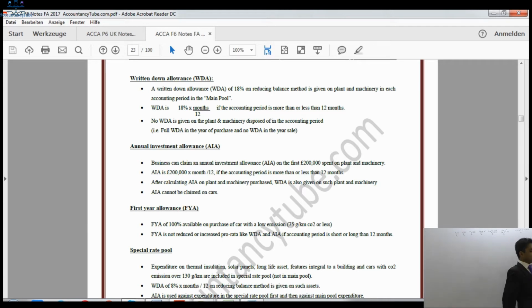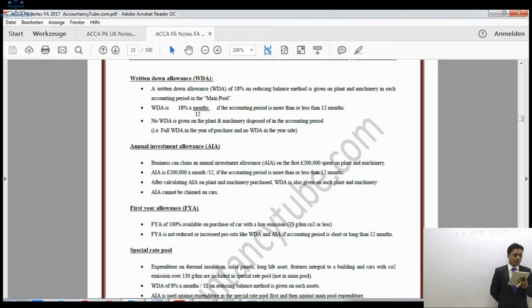No writing down allowance is given on plant and machinery disposed of during the accounting year. The rules say that whenever you purchase plant and machinery, you give the full writing down allowance in the year of purchase, whereas there is no writing down allowance in the year of sale. So when we are selling plant and machinery, in the year of sale there won't be any writing down allowance.